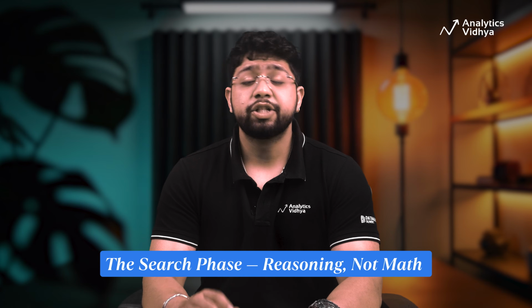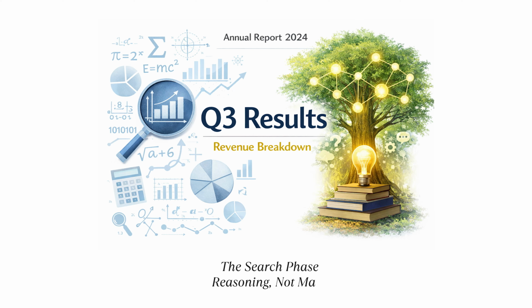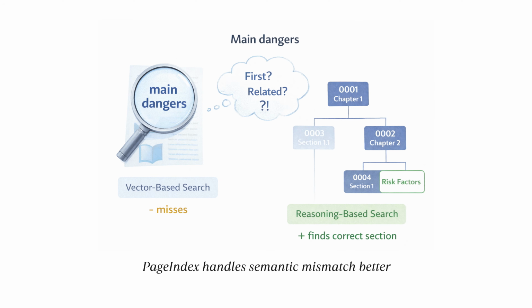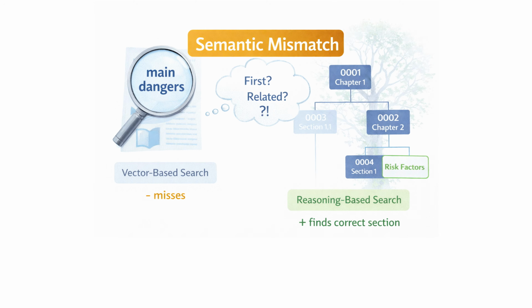Now the search phase. It's pure reasoning, no math. Here's the other thing that makes PageIndex special. The search step is not a mathematical operation. It's a cognitive operation performed by an LLM. When you ask what were the main risk factors disclosed in this report, the LLM doesn't measure cosine distance. It reads the tree, recognizes that the risk factors section is exactly what's needed, and selects those nodes just like you would. This means PageIndex handles semantic mismatch naturally, the kind of mismatch that kills vector search. The document calls it risk factors, your question calls it main dangers. A vector search might miss it, an LLM reading the tree structure will not.